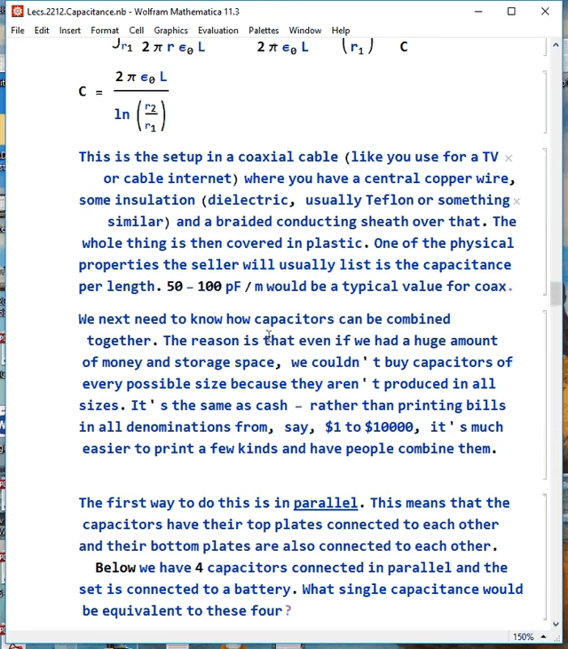If you've ever looked at it before you screw it into the modem, there's a central copper wire, then there's some insulation, which is your dielectric, and it's usually white Teflon, something like that. Outside that, you have a braided metal sheath. I think it's aluminum. The whole thing then gets covered up in plastic just so it doesn't get damaged. One of the physical properties you can look up if you're going to buy some of this, the seller will tell you what the capacitance per length is, and for TV cable it's usually in the 50 to 100 picofarads per meter range.